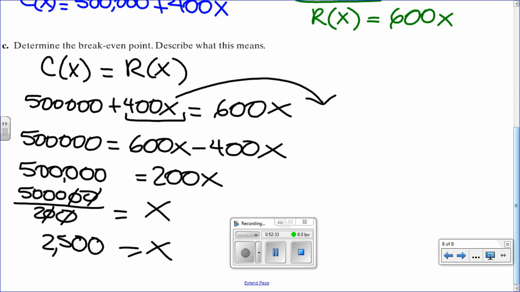And what was x? Number of units. Very good. In this case, the wheelchairs. Okay, so that's the end of this one.